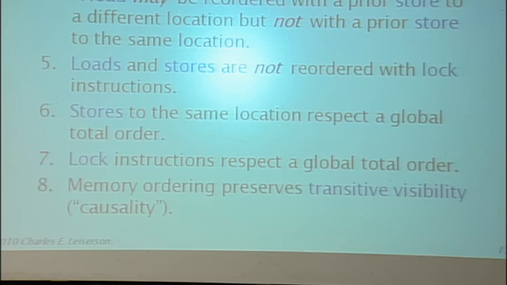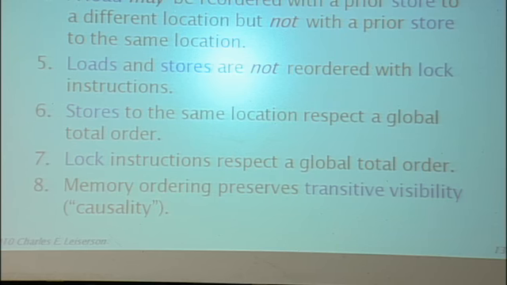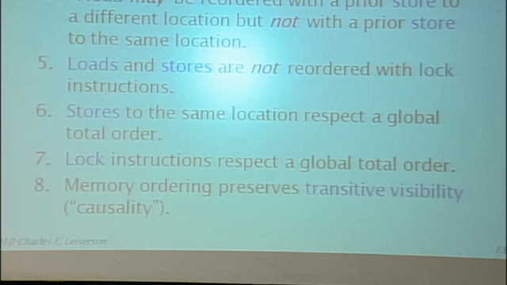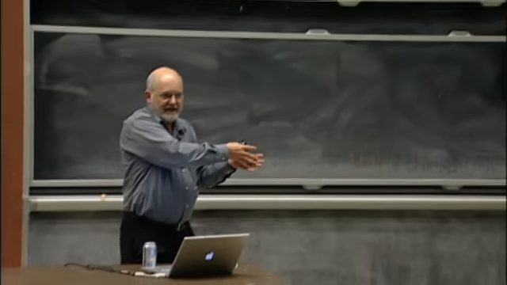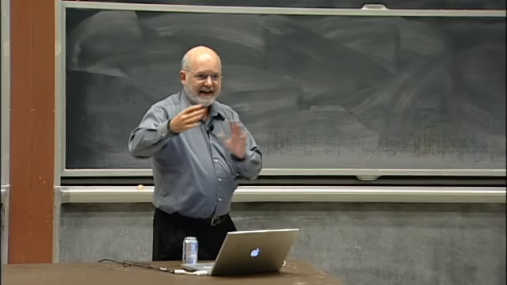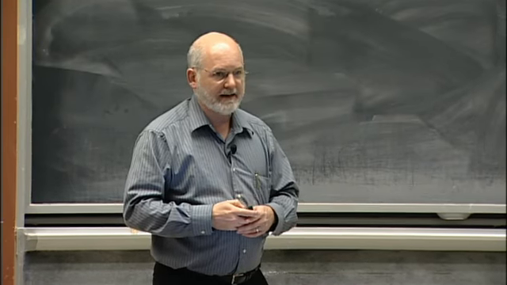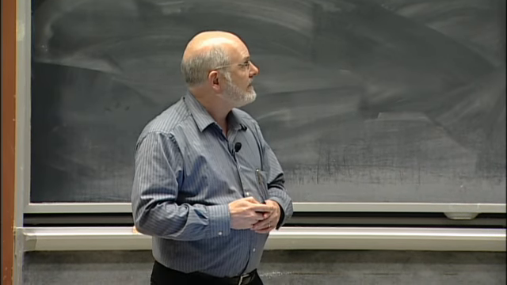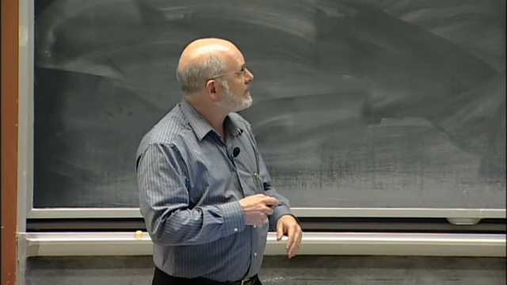And then memory ordering preserves transitive visibility, which is sort of like saying it obeys causality. In other words, if after doing A you had some effect, and that caused you to then do B, it should look to other people like A and then B happened. There's a causality going on. But that's not sequential consistency, mainly because of rule 4 here.